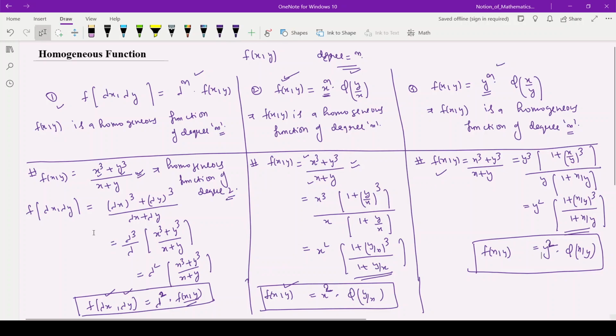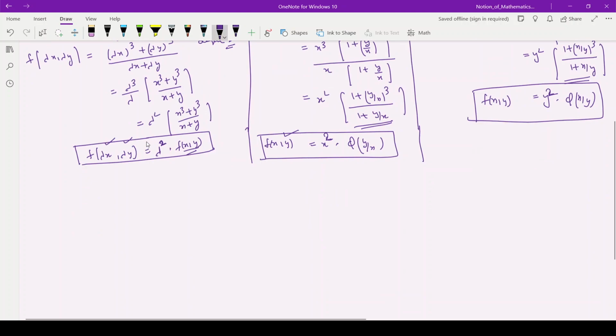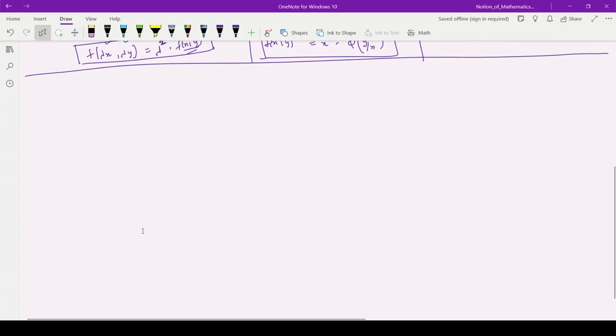Now students, I have discussed the homogeneous function in two variables. What if the function depends upon three variables? Then how do we discuss it? So our next topic is homogeneous function in three variables.